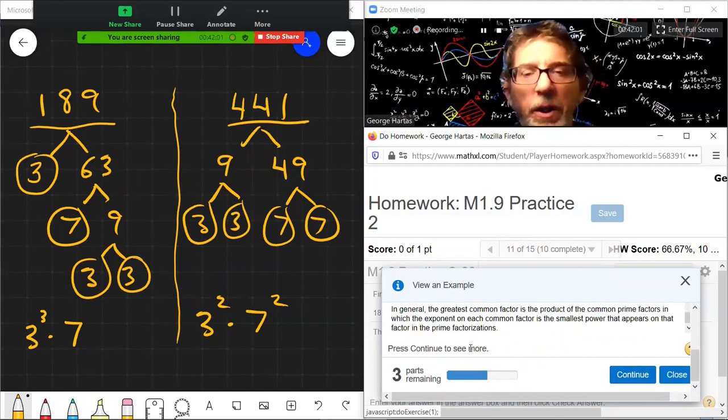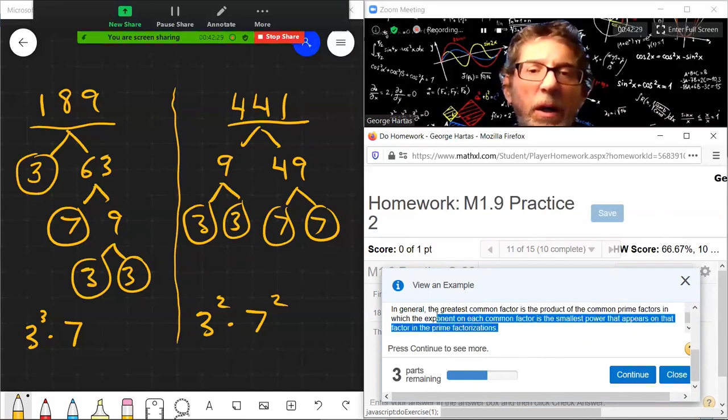And this is it here. Here's the verbiage right here. The greatest common factor is the product of the common prime factors in which the exponent is the smallest power. I kind of summarized this for you. So that's what this tough looking sentence in help says. That's how you determine the greatest common factor.